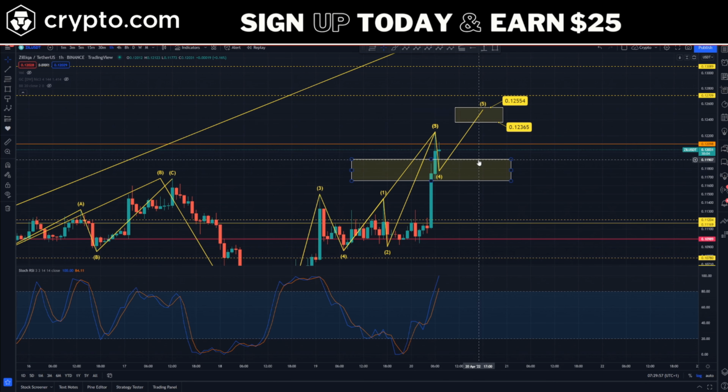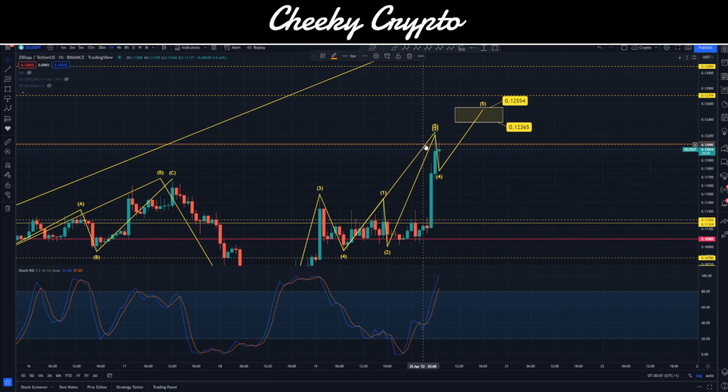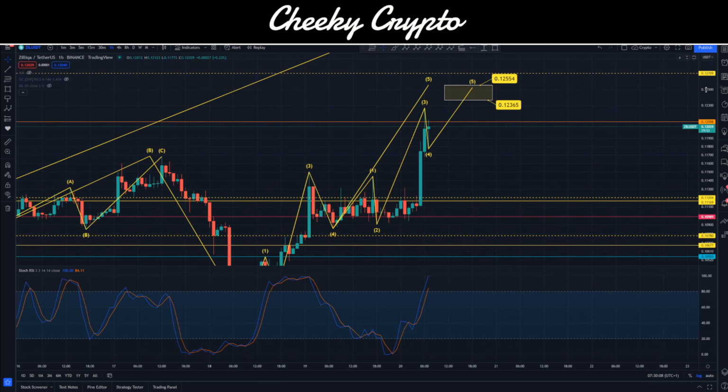So that's kind of what I'm looking at right now. We've kind of gone a little bit overextended on the previous waves, but I think that is probably going to be where we actually end up landing overall on Zilliqa.